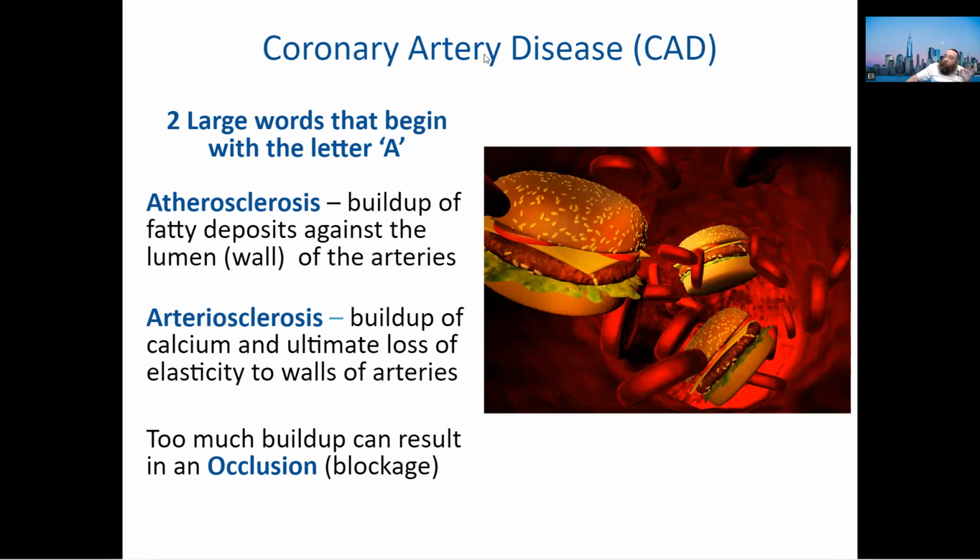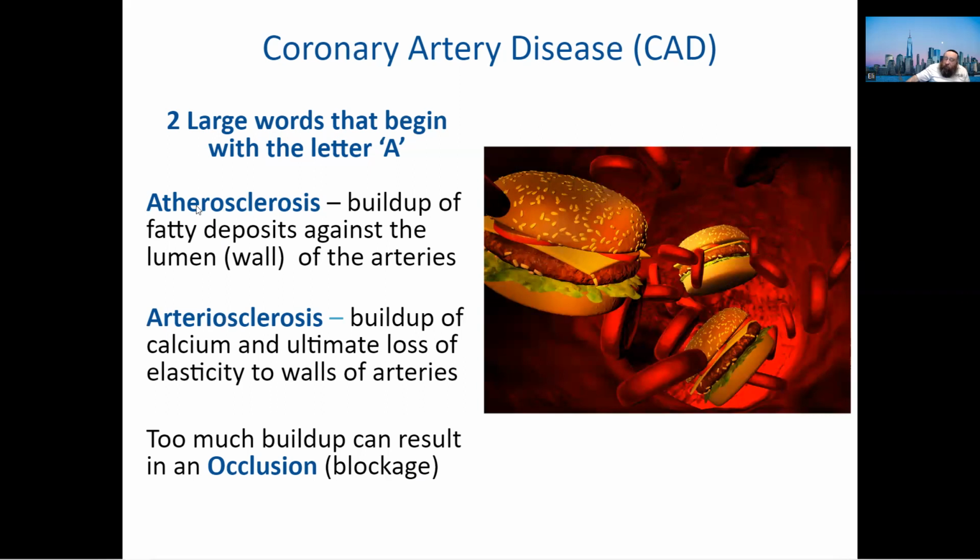So we call this coronary artery disease, or CAD. And you must know these two words. These I call the two big words that begin with A. Okay? So atherosclerosis and arteriosclerosis. Now, sclerosis just means hardening, right? Hardening, gets hard. Atherosclerosis, arteriosclerosis. It could be fats. It could be salts, calcium and salts. It doesn't matter. Both could be either.